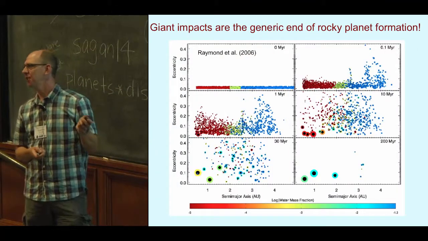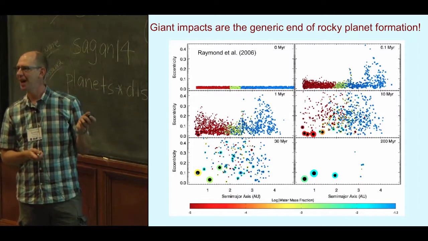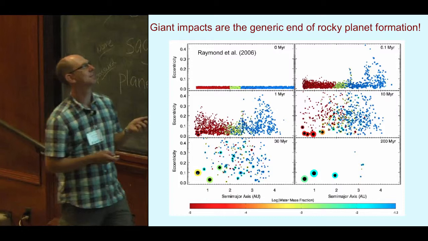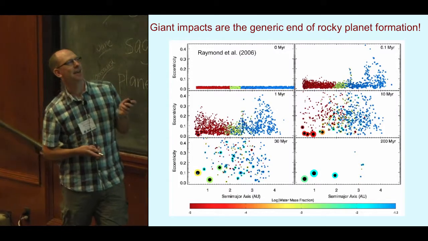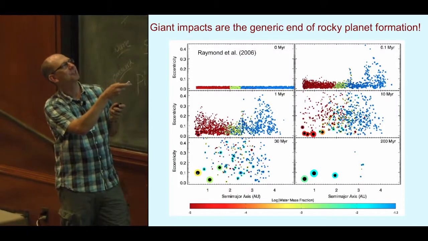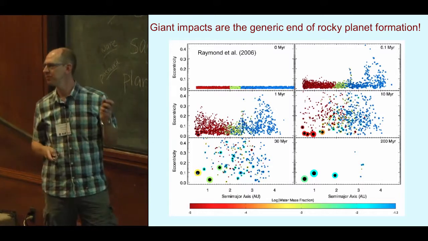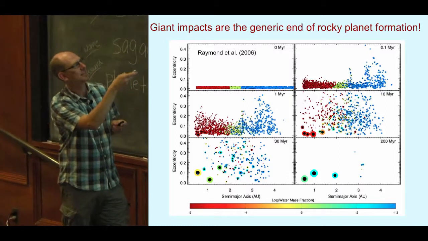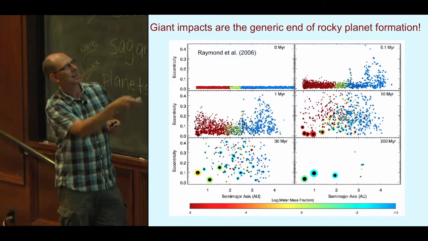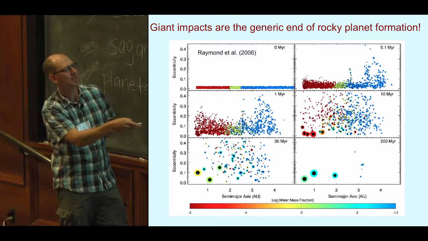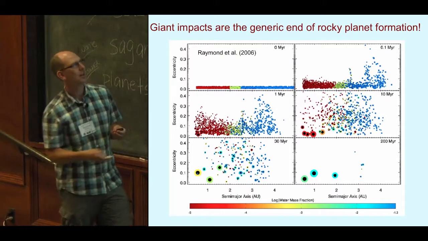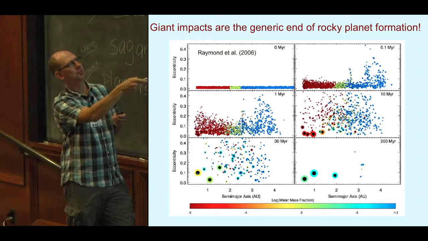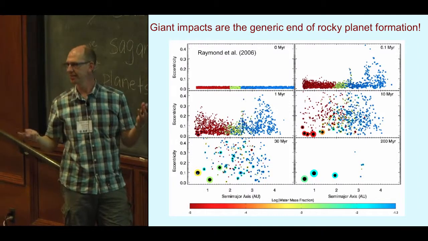So I want to switch gears and talk a little bit about young rocky objects. There's not as much work that's been done, but it is a cool thing to think about. So the key take-home message, I would say, is that giant impacts are the generic end of rocky planet formation. And this is a nice plot from Raymond et al. 2006. This is eccentricity versus semi-major axis. And the colors are color coding the amount of water. So if you're close to the parent star, you're inside the ice line, you have rocks. If you're further away, you're beyond the ice line, you're watery.